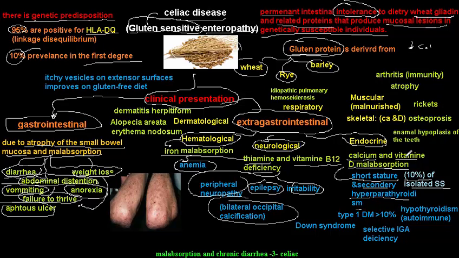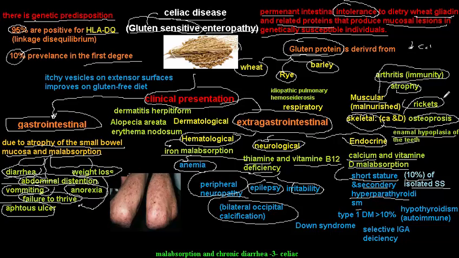Also, the vitamin D deficiency and the hypocalcemia in the skeletal system will lead to osteoporosis in a lot of cases, or enamel hypoplasia of the teeth. What about the muscular system? Due to malnutrition, you will have muscular atrophy, sometimes arthritis, due to the immunity. You know that celiac disease is an immunological disease to a gluten protein, so you may have an association with arthritis. Also rickets is possible due to hypocalcemia.